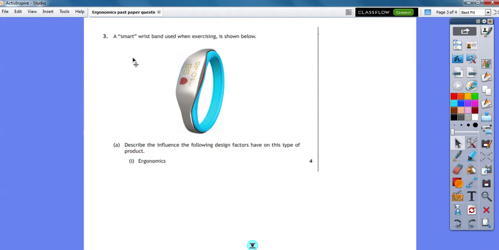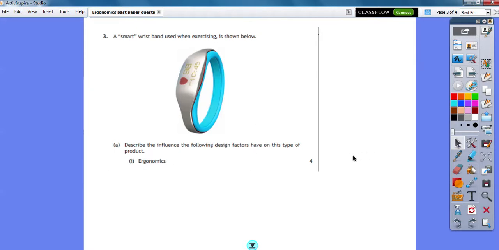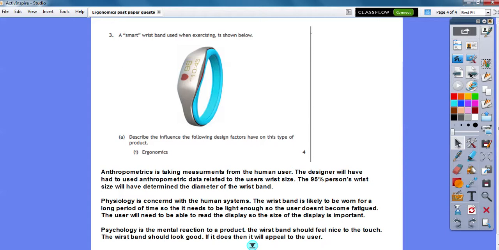So what does it say? It says a smart wristband used when exercising is shown below. Describe the influence the following design factors have on this type of product. So we're going to look at ergonomics, and you have to make 4 points to get 4 marks. So let's have a look at how you would answer this question.